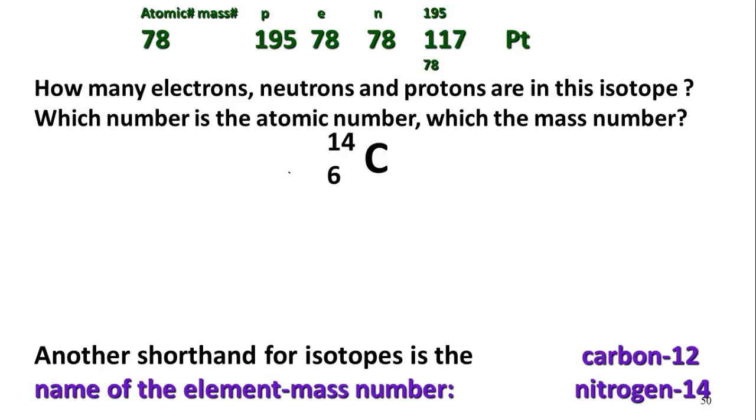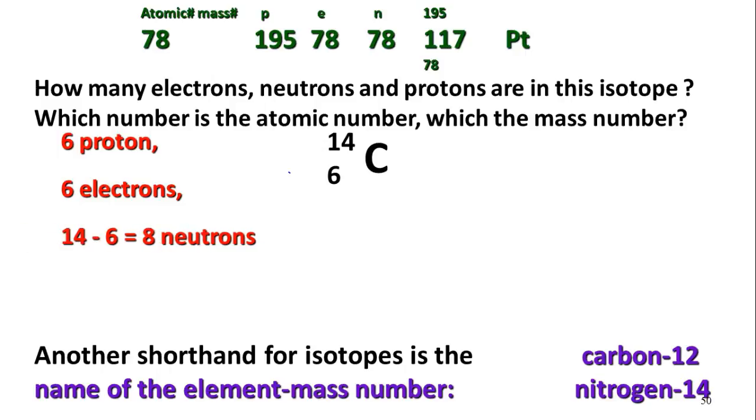Now we can do the same thing for this carbon, and we determine that there are 6 protons, 6 electrons, and there are actually 8 neutrons in this. So you've actually heard of this before. This is carbon-14. If you've heard of carbon-14 dating, the reason they call it that is because this is carbon and the isotope is 14.